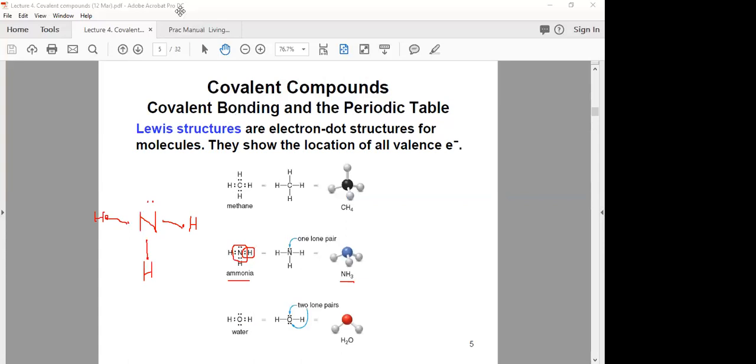Now looking at that nitrogen there within ammonia, can anyone see, sorry, I'll just clear this. Can anyone see here any lone pairs of electrons?